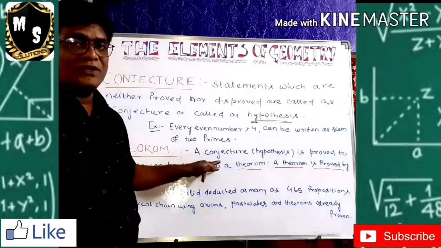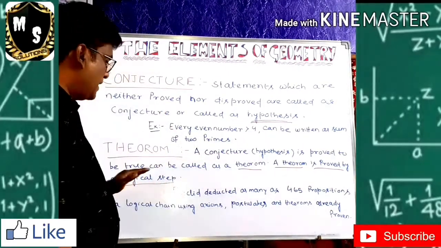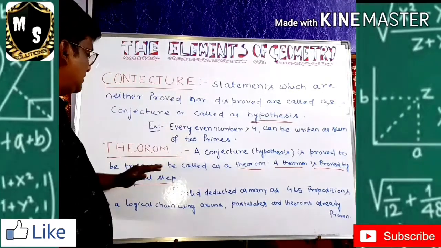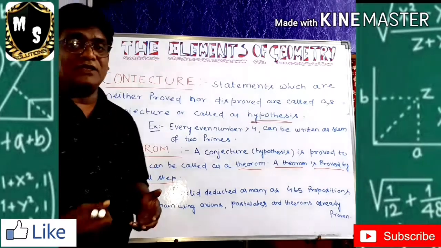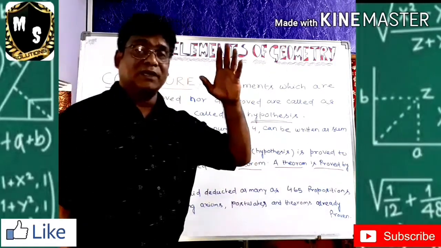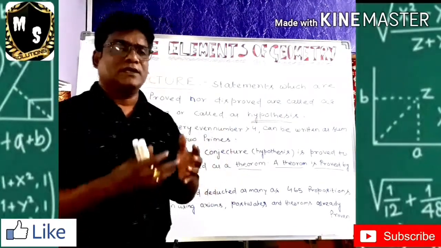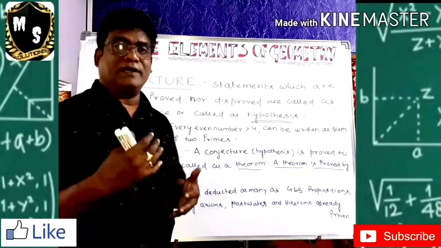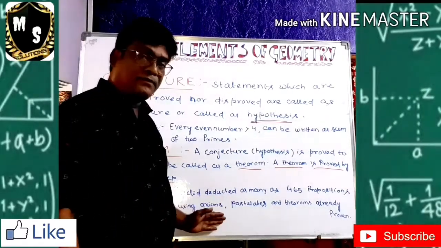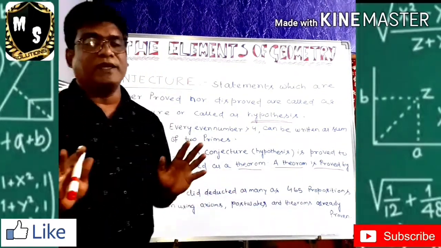But a theorem is a conjecture, which type of conjecture? The conjecture which is already proved by some logical steps is called a theorem. Now I hope you understood conjecture and theorem. Like that, Euclid deduced as many as 465 propositions. Some propositions, meaning statements, came to Euclid, and he proved them in a logical chain using axioms, postulates and theorems.